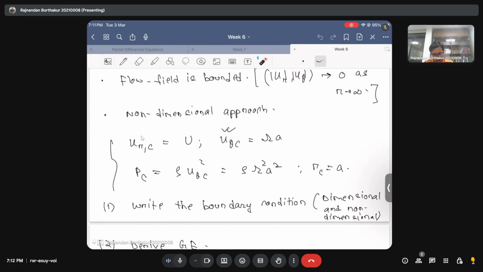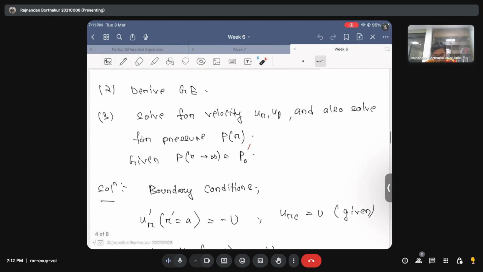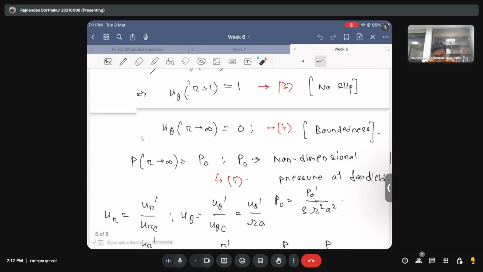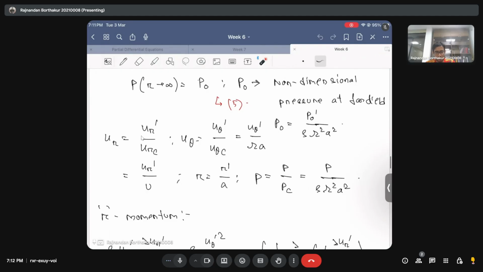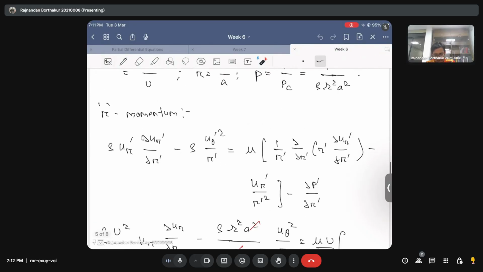The idea was to first write down the dimensional boundary conditions, and then we used the scales to write down the non-dimensional versions of the boundary conditions. Similarly, we did the same for the r momentum equation, because we are required to find the ur and u theta velocities, and also recall that pressure was unknown here, because we were asked to calculate the pressure field given a prescribed pressure at r tending to infinity. Which means that the pressure was also unknown.